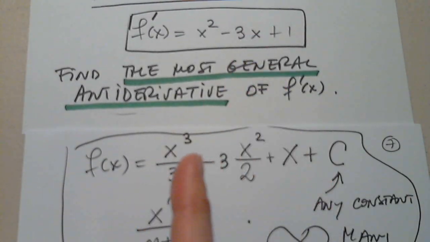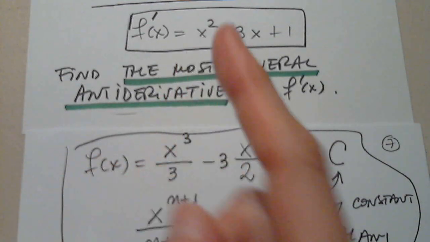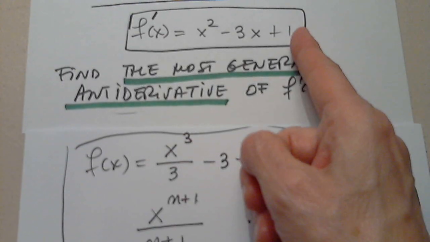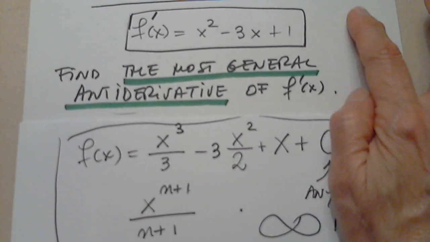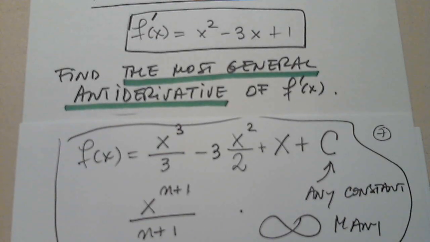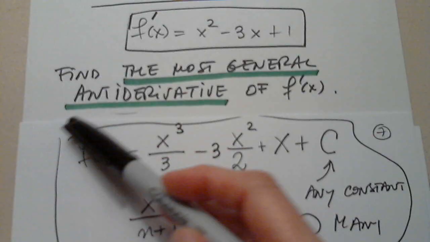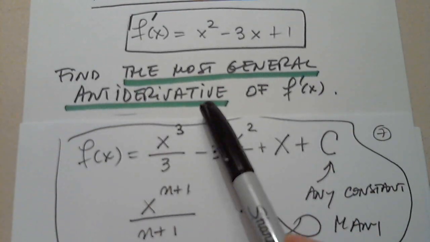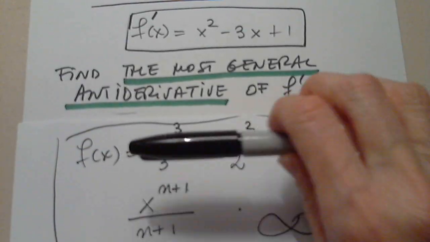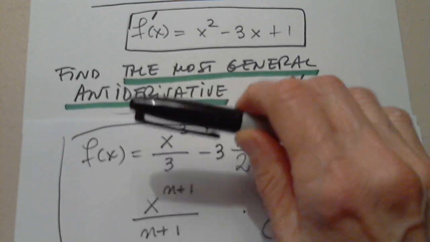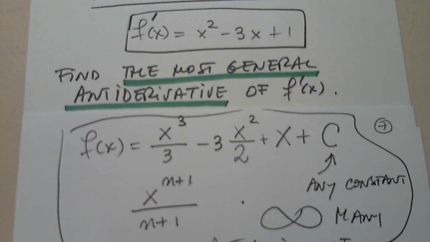Let's do it again. When I differentiate this, I get x squared. When I differentiate this, I get negative 3x. When I differentiate this, I get 1. When I differentiate this, I get 0. Therefore, this is a family of functions, or the most general antiderivative. All these functions, no matter what c you pick, it doesn't matter. All these functions have this derivative. Guaranteed.